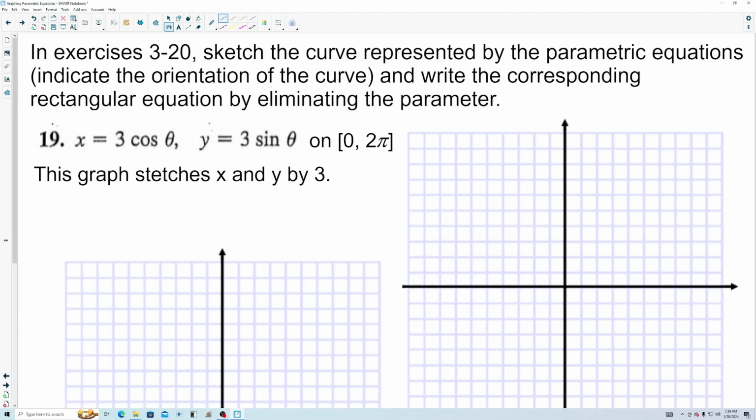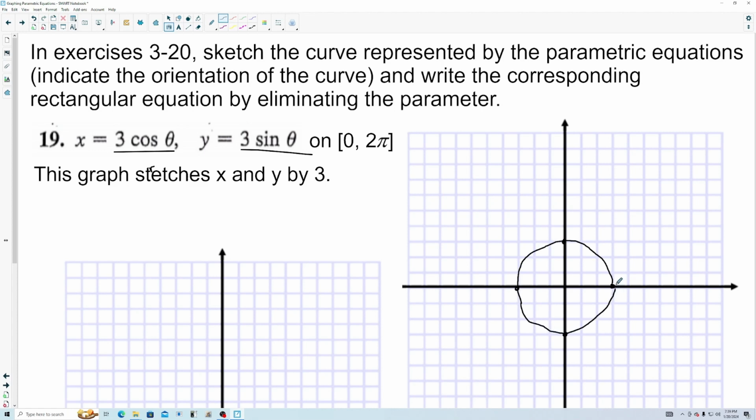Now, in exercises 3 through 20, sketch the curve represented by the parametric equations, indicate the orientation of the curve, and write the corresponding rectangular equation by eliminating the parameter. Same thing, right? So this graph stretches x and y by 3. So you multiply each by 3. So x is cosine, y is sine. So then we're going to go 3, 0, 0, 3, -3, 0, and 0, -3, and then back to the beginning.